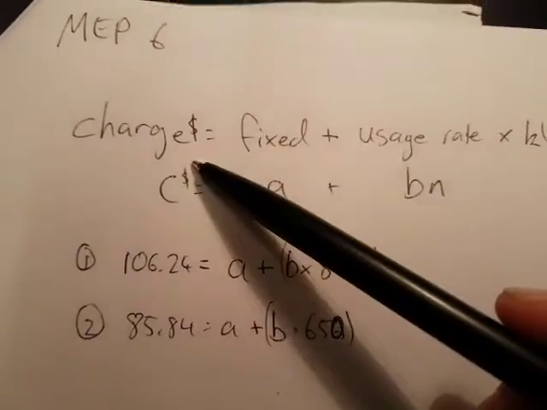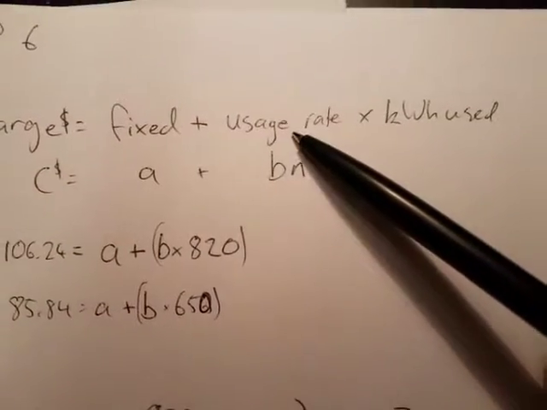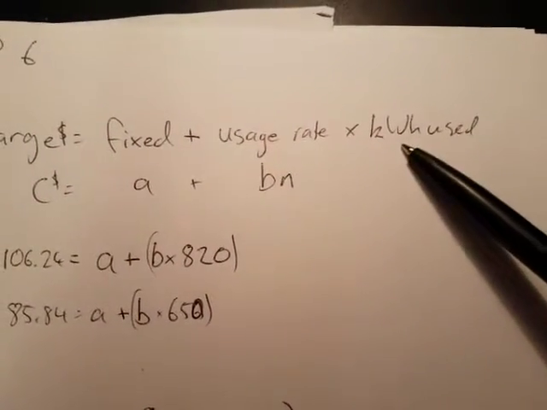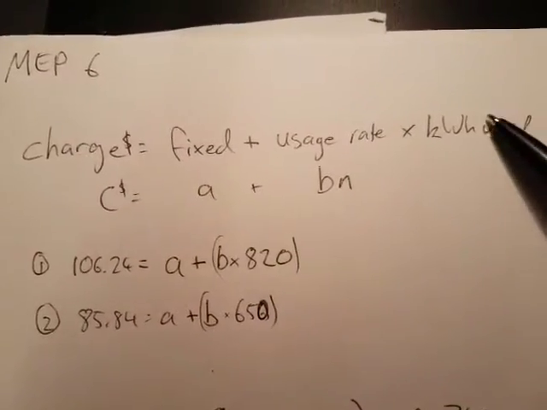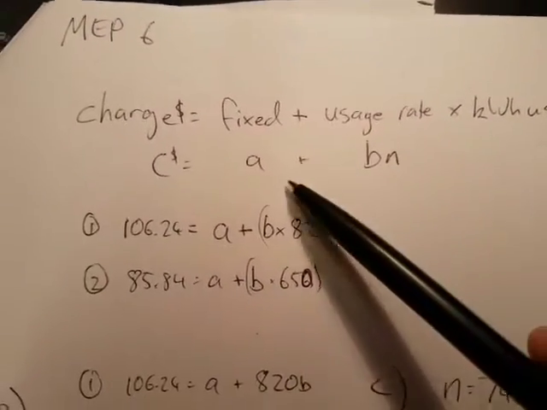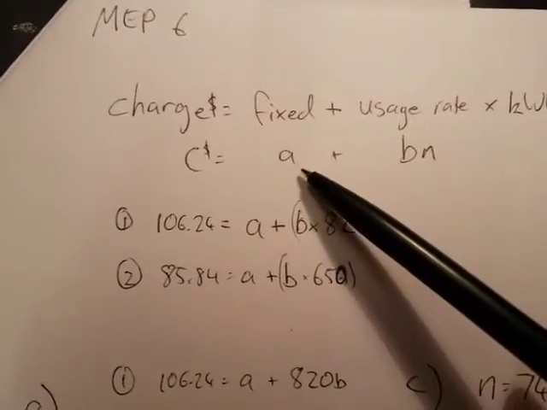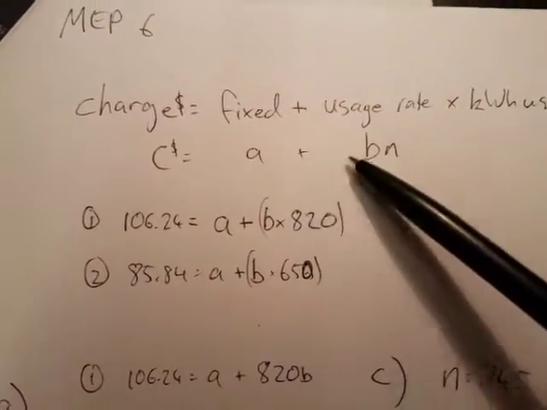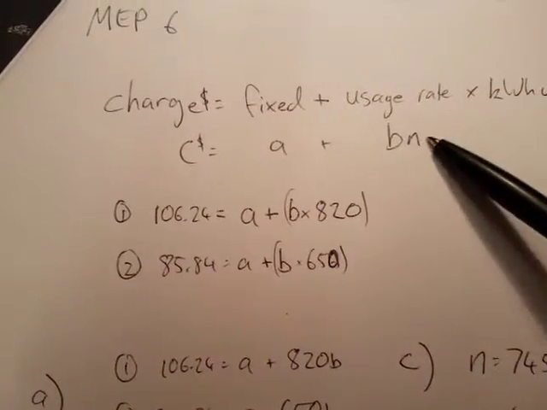So for me, that might be writing out charge equals the fixed price plus the usage rate times the amount of power they actually used. You may not want to do that in such a complicated way, but it's always good to turn these into actual meaningful things. So you might have A equals fixed, B equals usage rate, or something like that. So make sure you understand what these terms are.